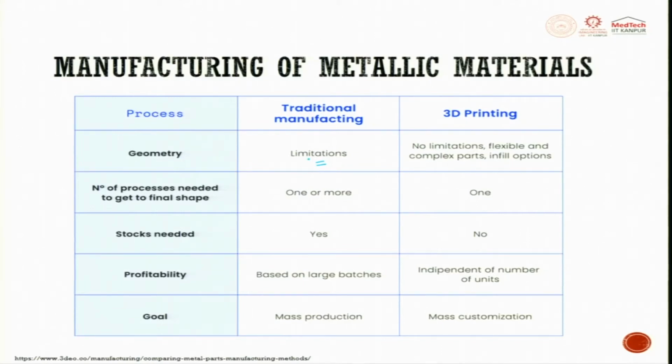Because of this, we split parts into various numbers and then start assembling. We do casting or machining, then we do welding, and then we get a final part. So, this always puts a restriction on the shape of the geometry you want, but when we do it with 3D printing or metal additive manufacturing, there is no limitation.